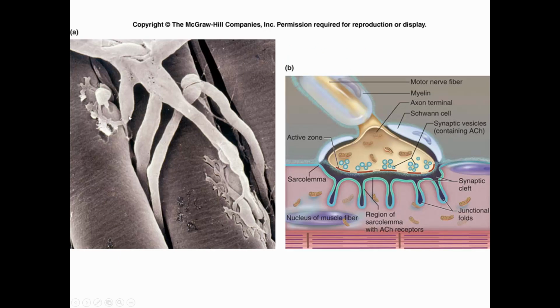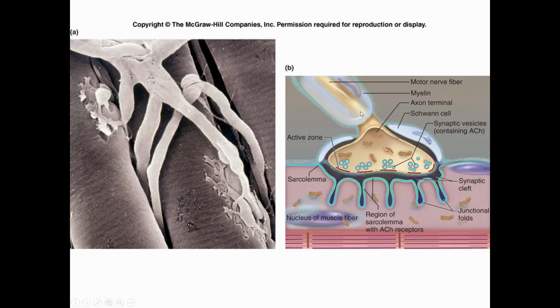All right. Here's an electron micrograph of the neuromuscular junction. So you have one alpha motor neuron with various branches, and the branches synapse on one muscle fiber. So a motor unit is an alpha motor neuron and all the muscle fibers it innervates.